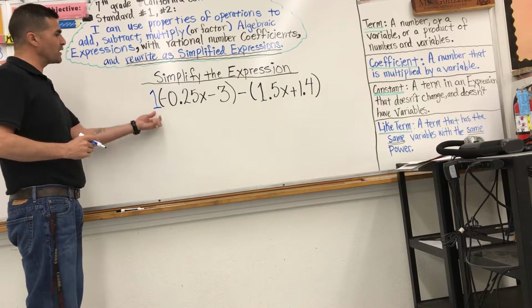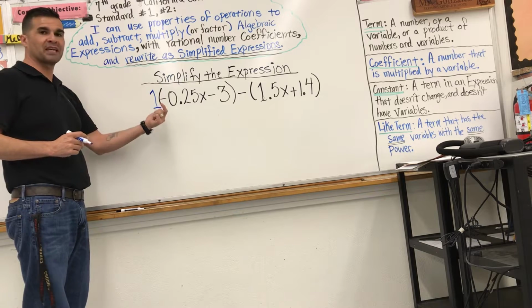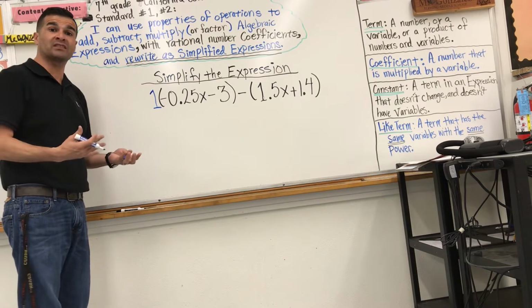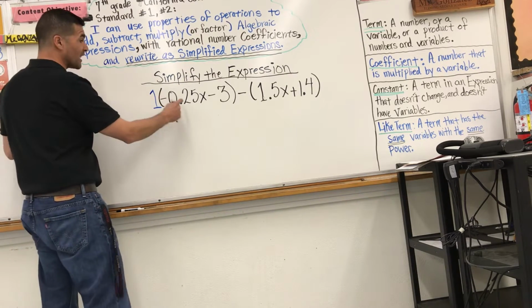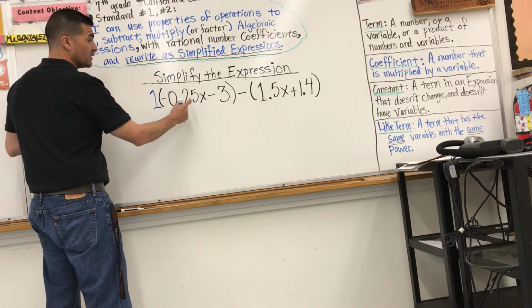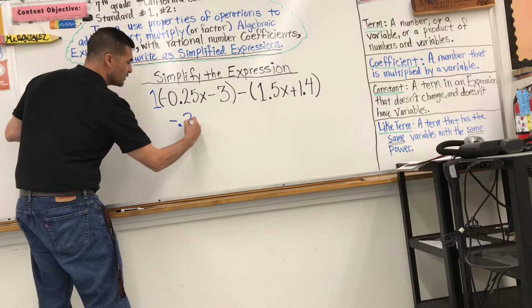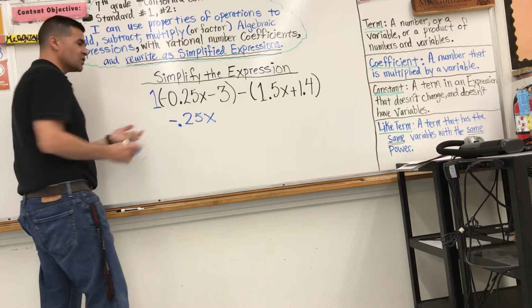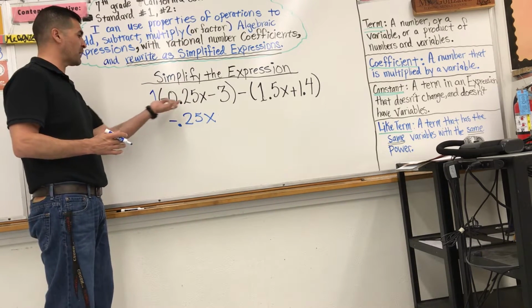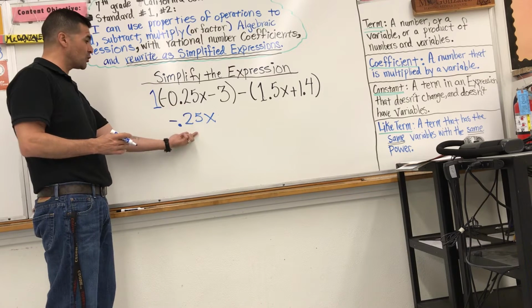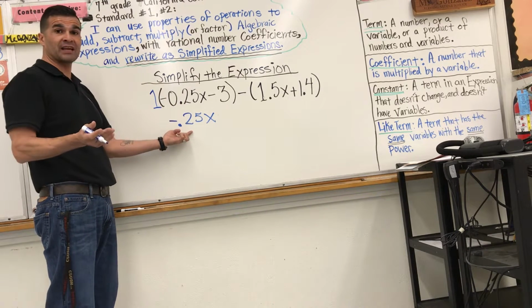Now, the reason why you really don't want to use the distributive property of multiplication here is because it's really a waste of your time. 1 times this negative 2500x, well, that's just going to give you a negative 2500x. So you don't really want to take the time to go ahead and multiply 1 and this term, because you'll get back negative 2500x.